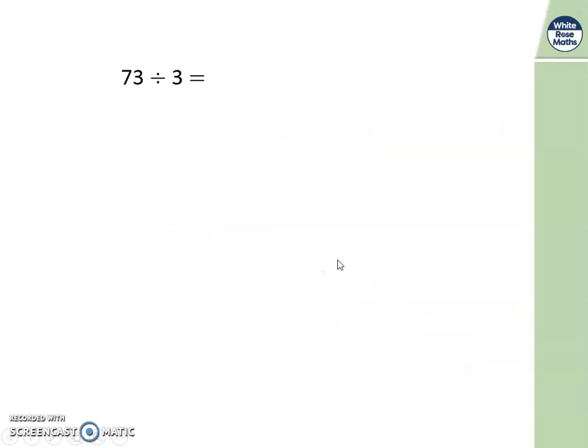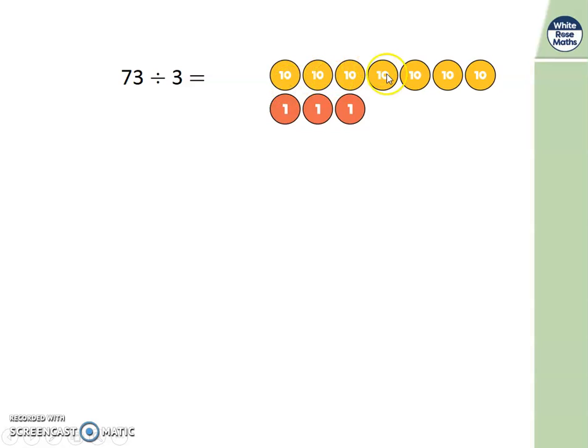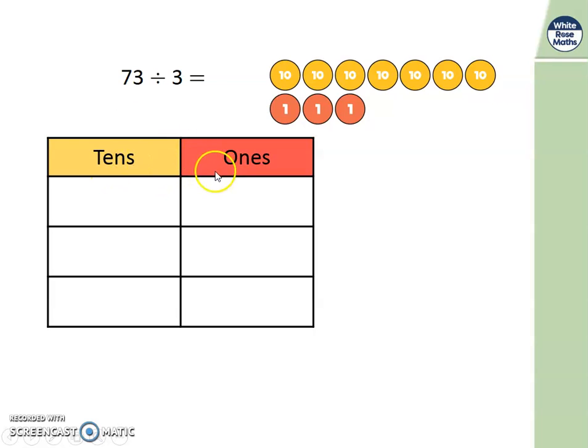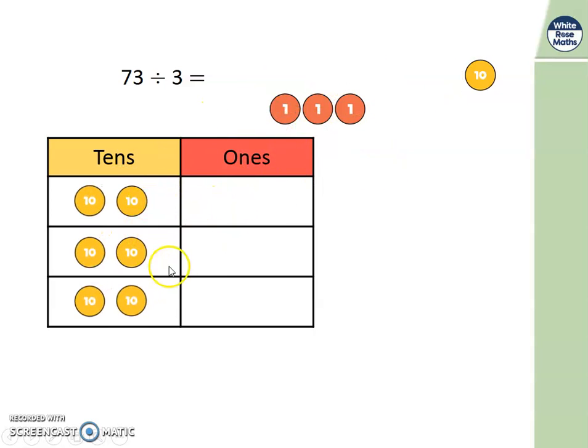Now I'd like to look at this one, much bigger number, 73 divided by 3. Let's draw it this time using our place value counters. We've got 7 tens, that's 70, and 3 ones, 73 altogether. Now we're going to use our place value chart to help us. Let's have a go. We've got 3 rows because we're dividing by 3. Let's share them out equally. We can move 2 into each row from our tens, but this one won't fit equally.